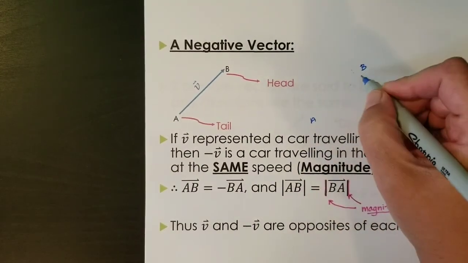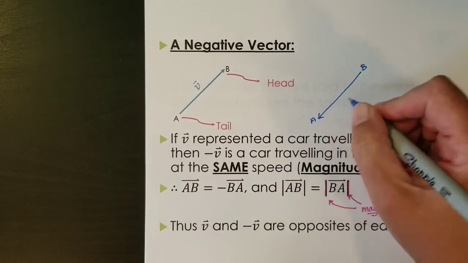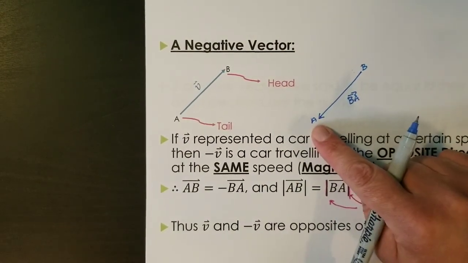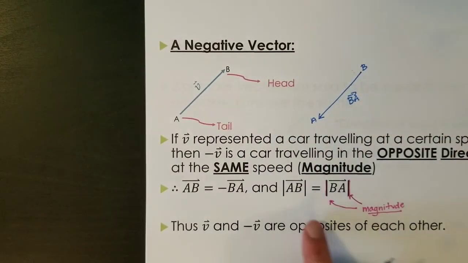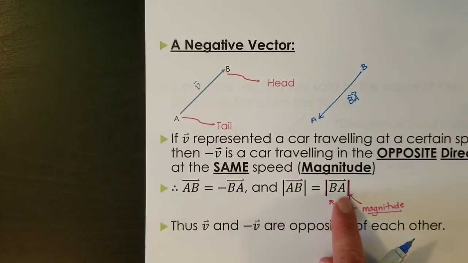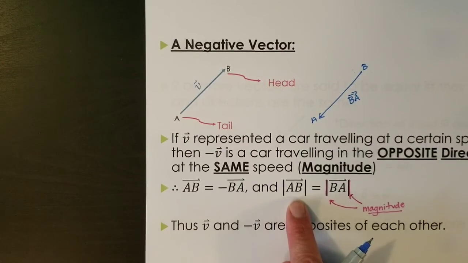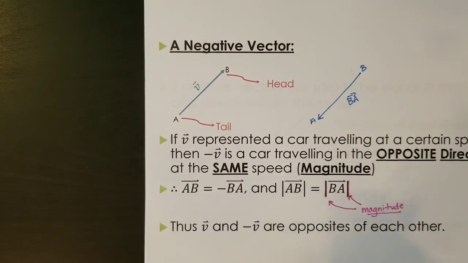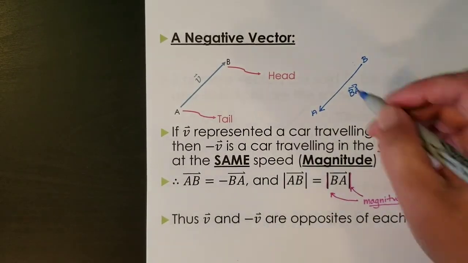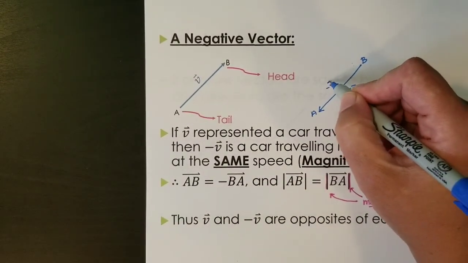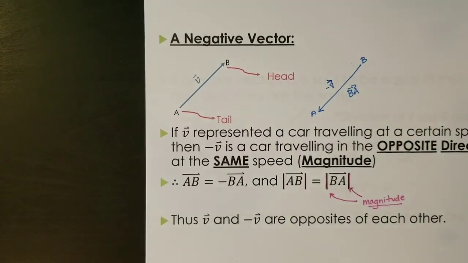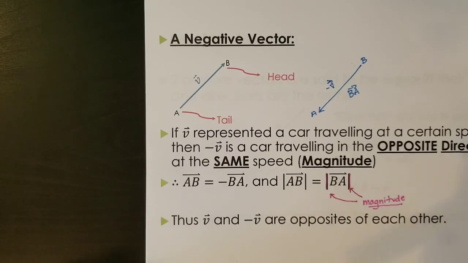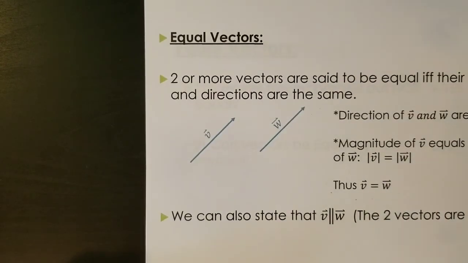So if I had AB here, this would be vector BA. So they're the same magnitude but opposite directions. And this notation here shows that their magnitudes are equal. So the magnitude of AB equals the magnitude of BA. So this I could also label as negative vector v. Okay, so the magnitude signs, that's important notation to make sure you understand.